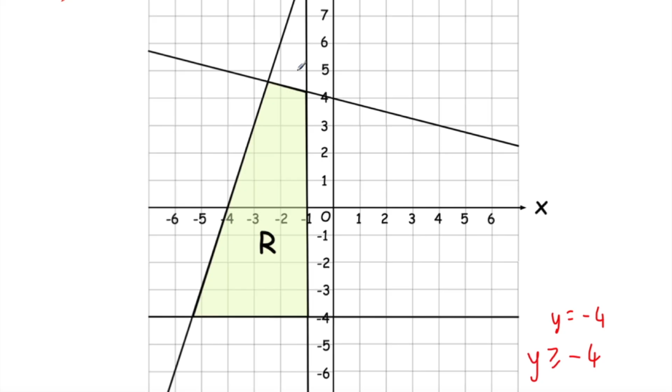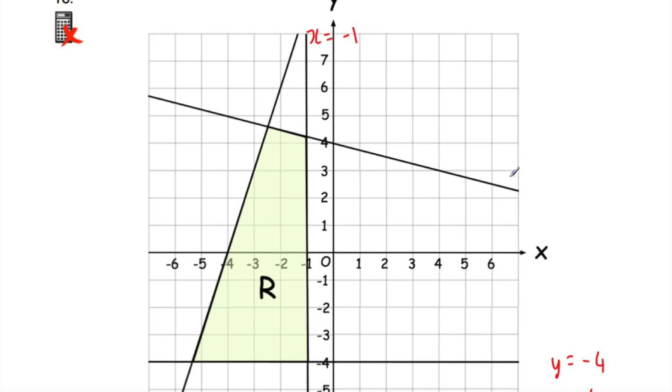Okay, so we've done those two lines, the horizontal one and the vertical one. So now let's have a look at these two diagonal lines, this one and this one. I'm going to start off with this diagonal line here. So its equation will be in the form y equals mx plus c. In terms of finding the equation of this diagonal line here, it crosses the y-axis at 4, so it's going to be in the form y equals something plus 4.